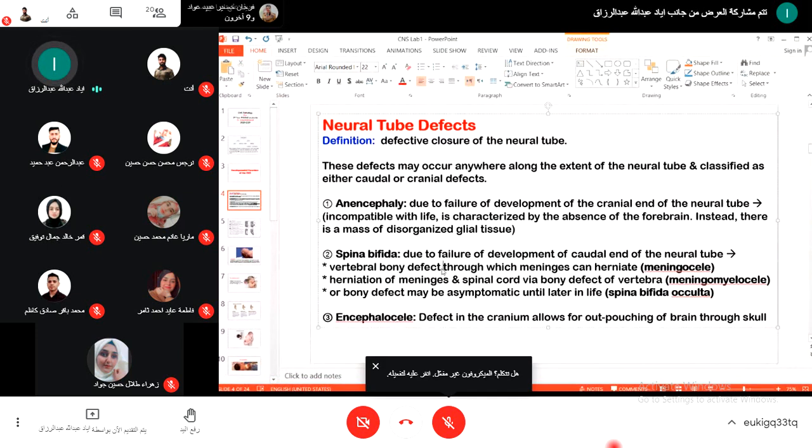I said occulta means hidden, but we can of course detect the site of the bony defect by X-ray, and there is a tuft of hair at the site of the bony defect. When there is a defect in the cranium associated with herniation of the brain through the skull, it is called encephalocele. Again, encephalo means brain, and cele means sac.